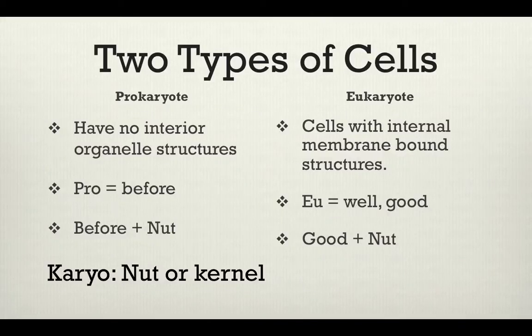Moving along, prokaryotes have no interior organelle structure. Pro means before in Greek, and karyo means nut or kernel in Greek, or derivatives of those words. Breaking down the Greek root of the word, prokaryote means before nut. In contrast, eukaryotes are cells with internal membrane-bound structures. The prefix eu has a Greek root of well or good, so well or good nut.